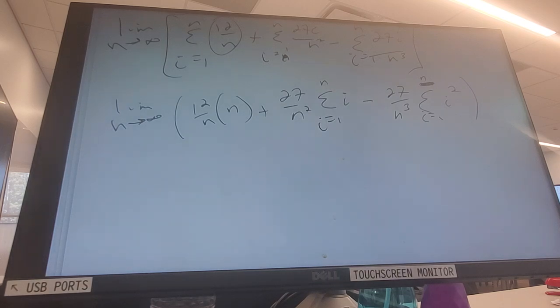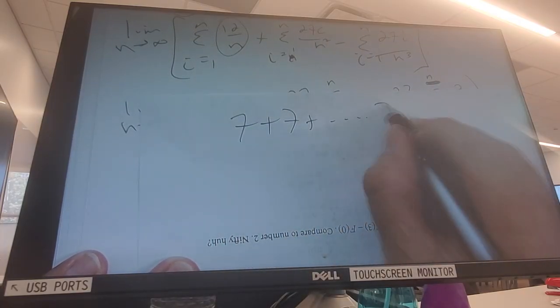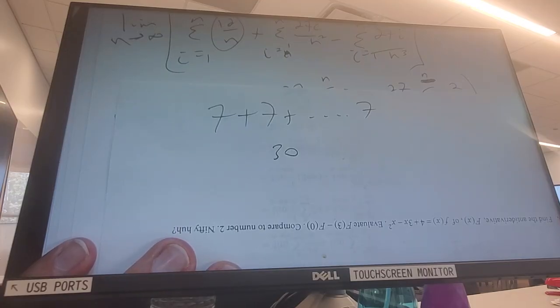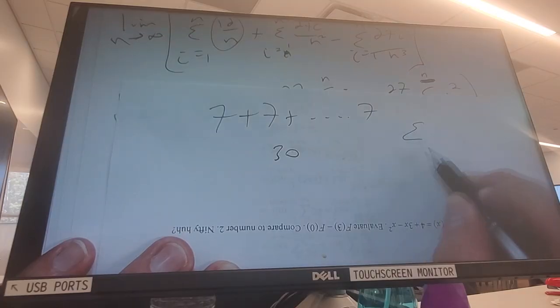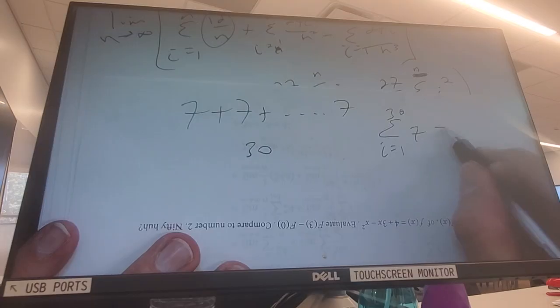Taking out what? Oh, this. Okay. Let's do this step by step. I have 37s. What do they add up to be? If I have 37s adding, what do they add up to be? 30 times 7, right? So if I add up 37s, do you see how that says the same thing? This is just 7 times 30.